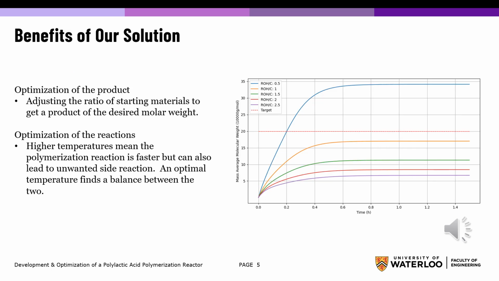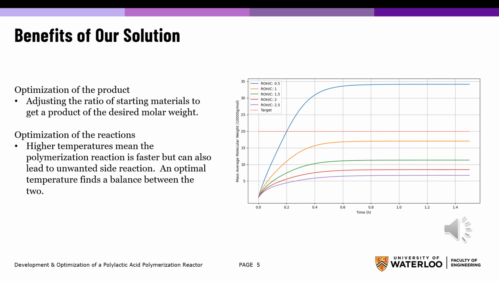One of the benefits of our solution is the ability to optimize the reactor. This can be done in a few different ways. The first one is by adjusting the ratio of the starting materials. We can tailor the molar weight of the final product, and this allows us to get the desired product that we want.